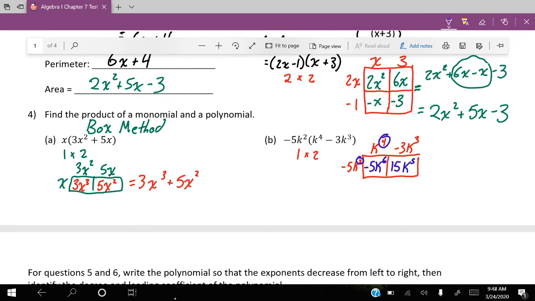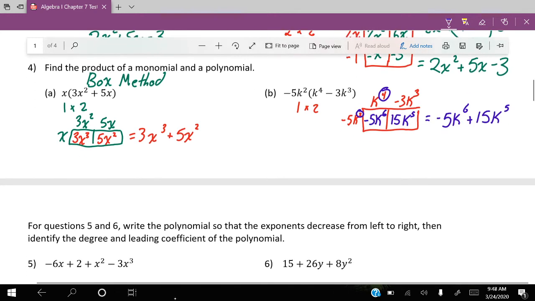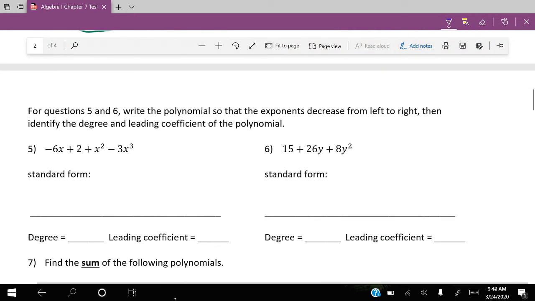So now that we've gotten all that written out, we're going to say negative 5k to the sixth plus 15k to the fifth. All right, B is pretty much done. So we're going to scroll down to the next page. Go ahead and flip that page for some of you.